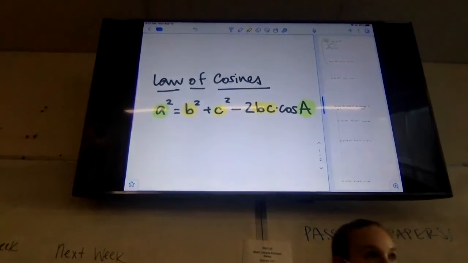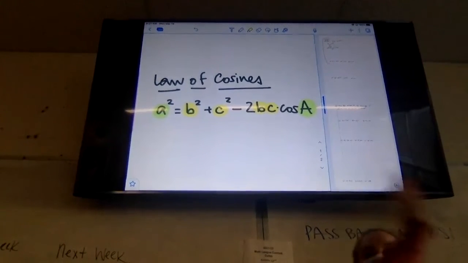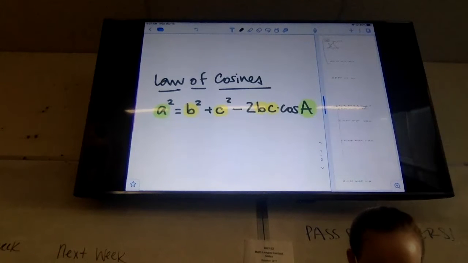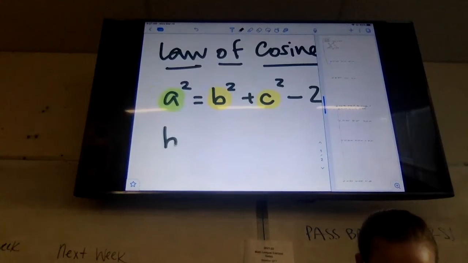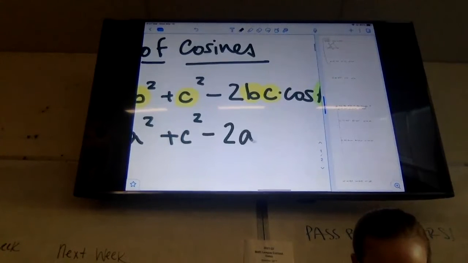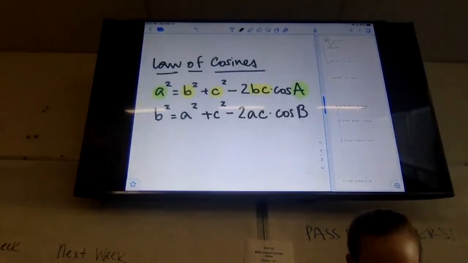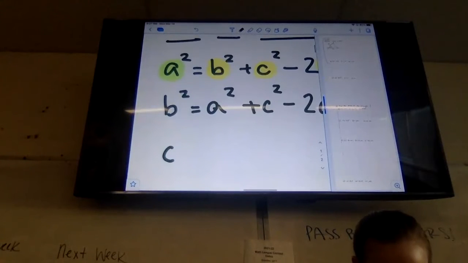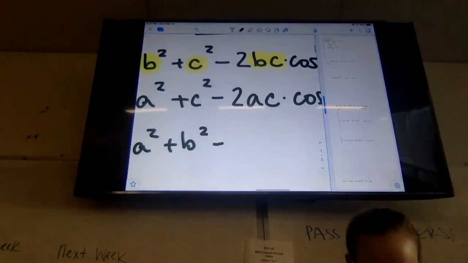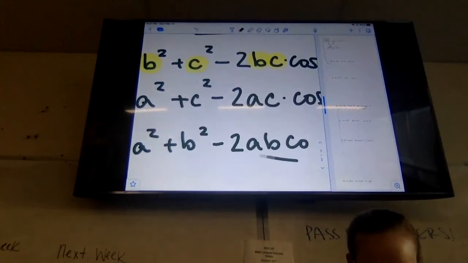Okay. I'm going to write this 2 more times, but with B as the number that's by itself and then C as the one that's by itself. So I'll speak it out loud as I write it, and then I'll zoom out so you can read it. B squared equals a squared plus c squared minus 2 times a times c times cosine of big B. And then I've got c squared equals a squared plus b squared minus 2 times a times b times cosine of big C.